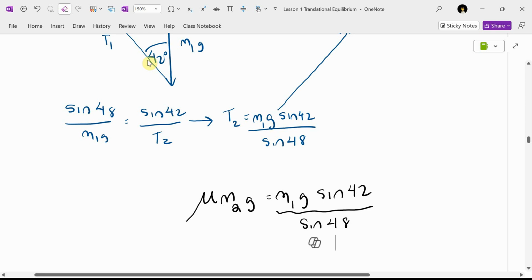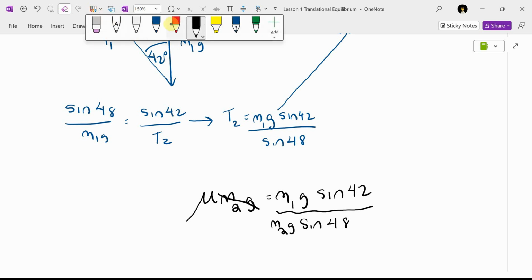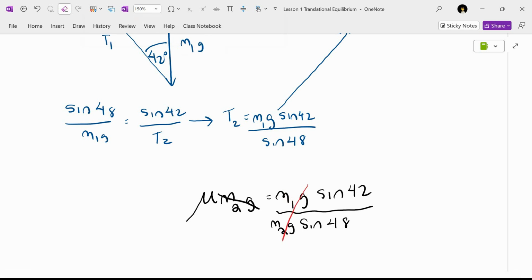Sebastian, what am I trying to find? How would I get the mu by itself? In fact, something a little bit weird happens. What do you notice? What cancels? This is unusual. It's happened once or twice with us before. Gravity cancels. What this means is you could put this on any planet and it would still remain in equilibrium. Doesn't depend on the 9.8.